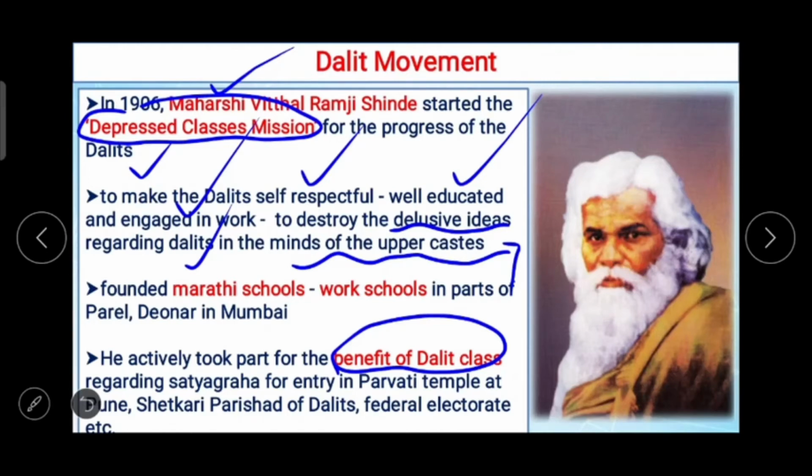So Maharshi Vitthal Ramji Shinde, we can say that they laid the foundation for social equality in the different parts of Maharashtra.